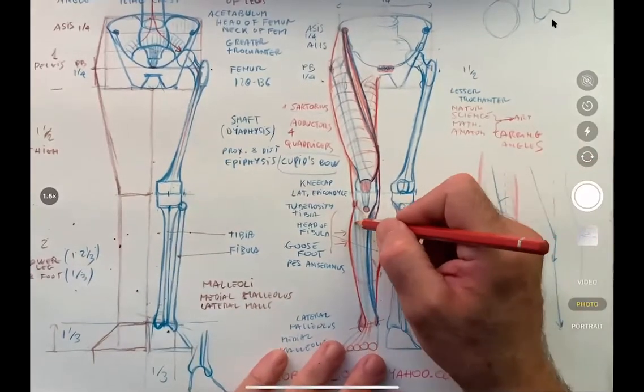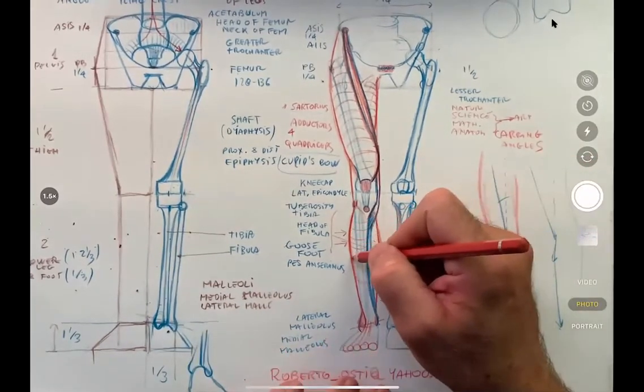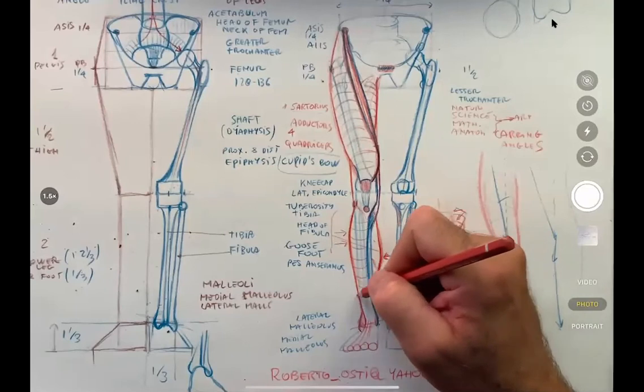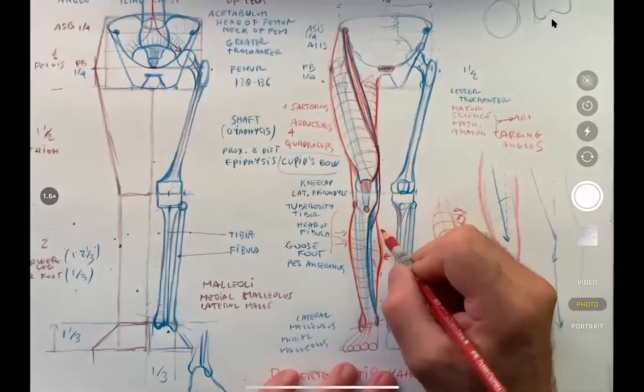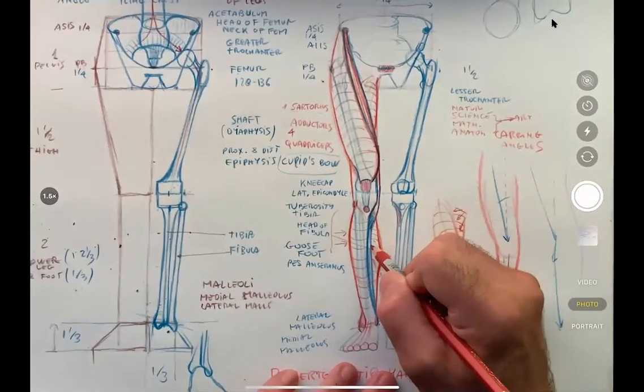Now here is the volume of this portion here, the muscle that extends the foot and the toes, and this one here instead is the flexor, right?